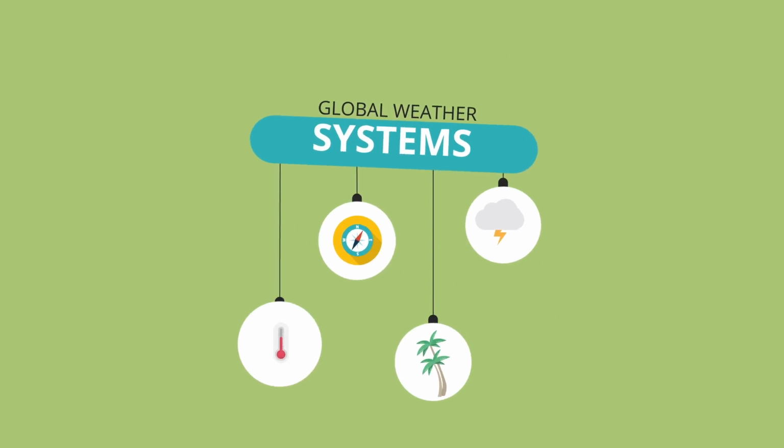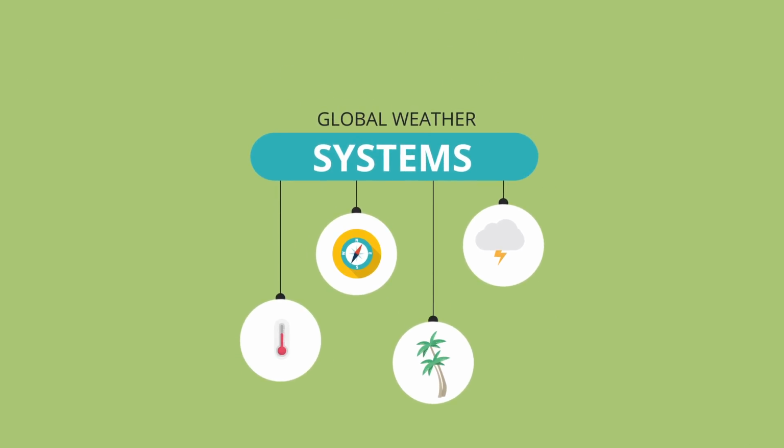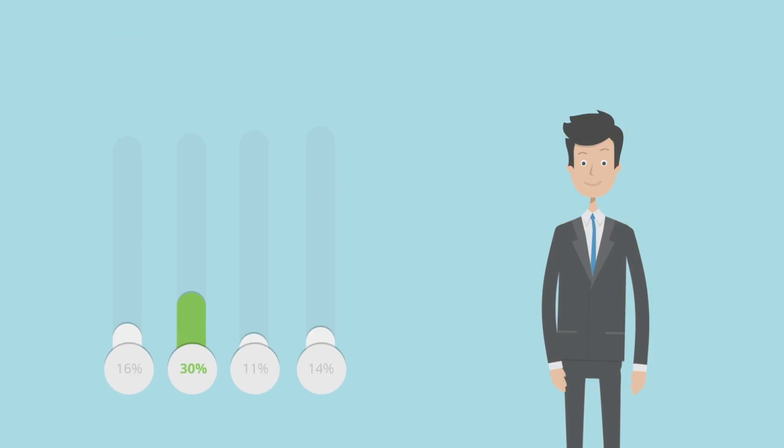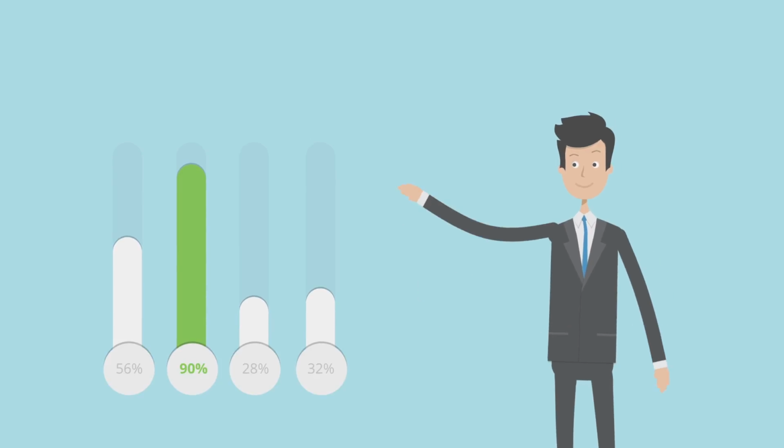Global weather systems. Now let's take a look at how weather systems operate on a global scale, which affects where the tropical, temperate, and arid areas are. Differences in air pressure occur due to differences in the temperature of the atmosphere. And the differences in air pressure are what create wind.